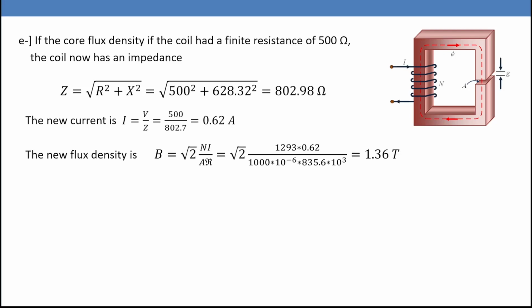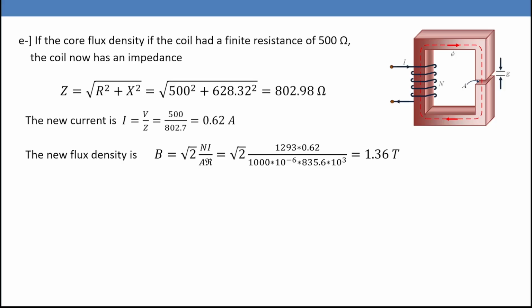We're going to use the same equation as we used before for the MMF equation, root 2 Ni over A reluctance. So root 2 multiplied by 1293. The change here is that the current is not 0.79, the current is 0.62. So the peak flux drops to 1.36 Tesla.